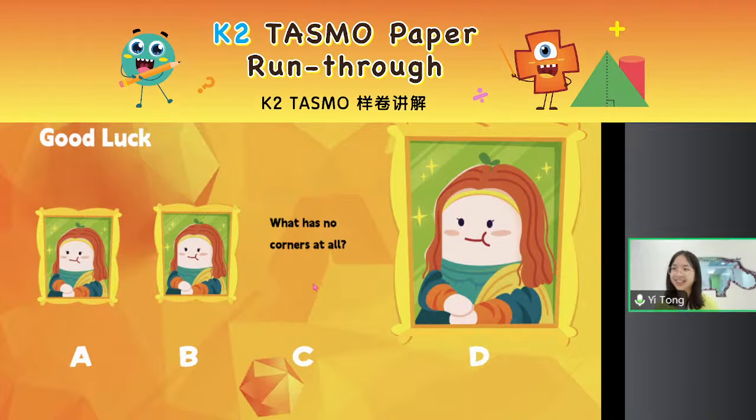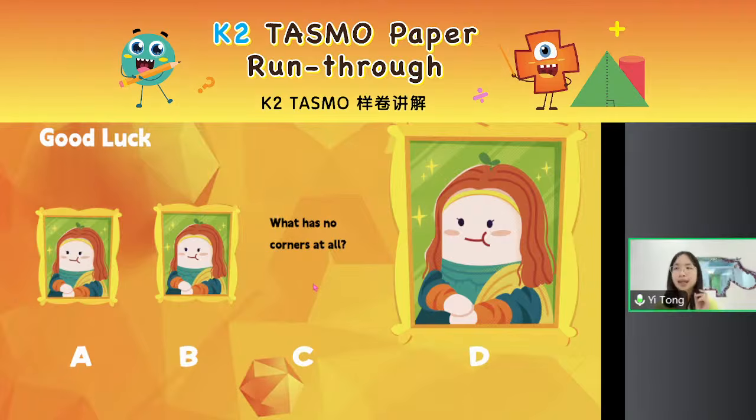Yes. Think of a shape. What do we want to choose? What do we want to find out? Okay, so yes, think about a circle. Circle has no corner. So for 2D shape, the circle has no corner. Right. Yes, circle. Very good.